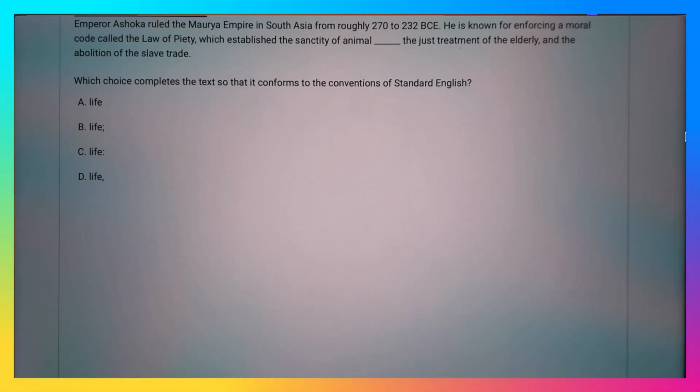Emperor Ashoka ruled the Maurya Empire in South Asia from roughly 270 to 232 BCE, before Common Era. He is known for enforcing a moral code called the law of piety, which established the sanctity of animal life, the just treatment of the elderly, and the abolition of the slave trade. Okay, I do see the three items here.